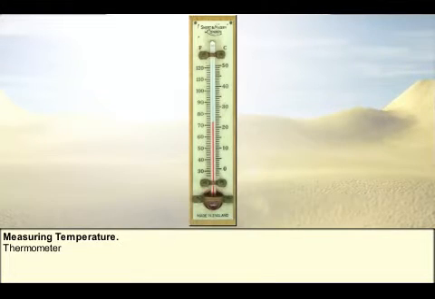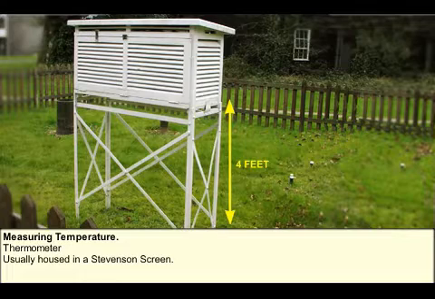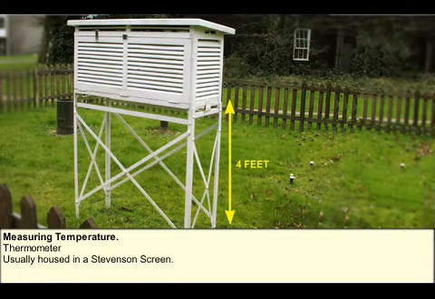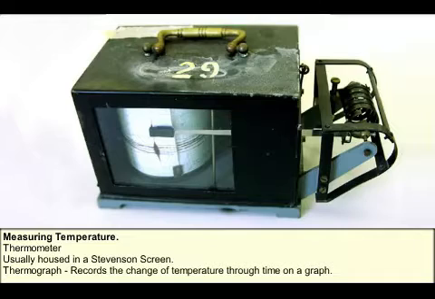The instrument used to measure temperature is called a thermometer. In meteorology, thermometers which are used to measure the temperature of free air are usually housed in a Stevenson screen. These are located 4 feet above ground level, allowing the free passage of air through the housing, but preventing direct exposure to the sun's radiation. However, there are many different types of thermometer. The one shown here is a thermograph. It records temperature over time on a rotating drum.